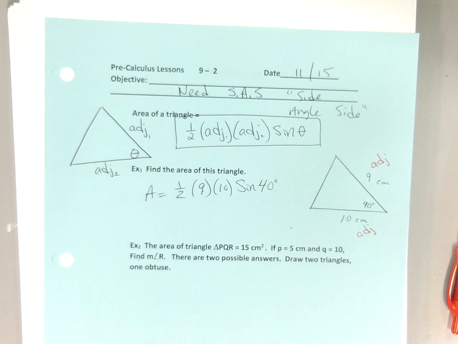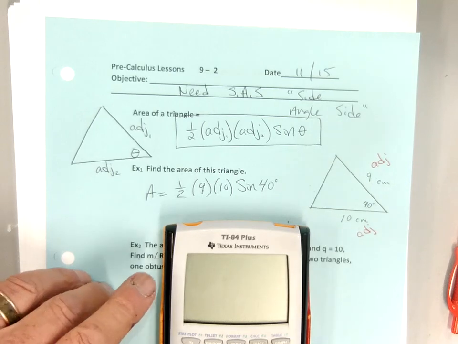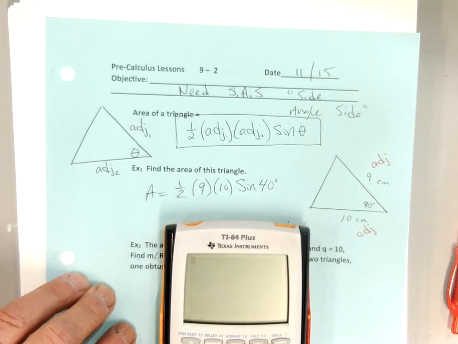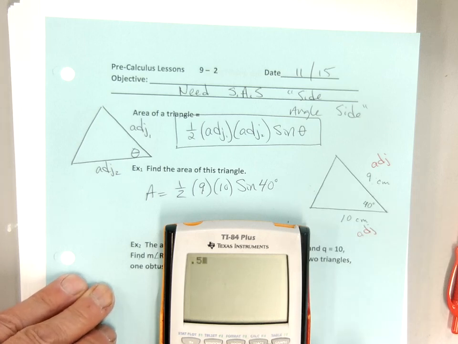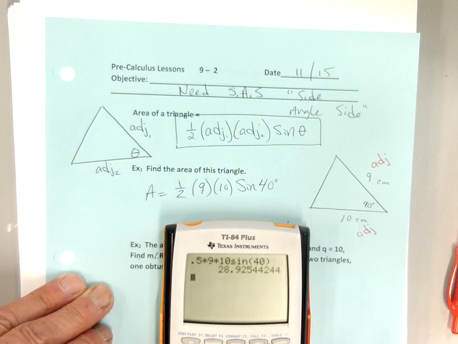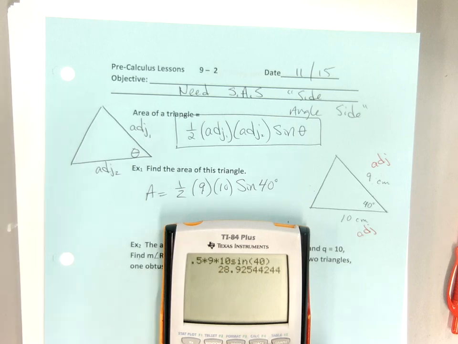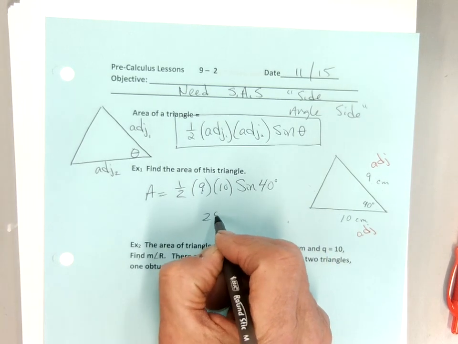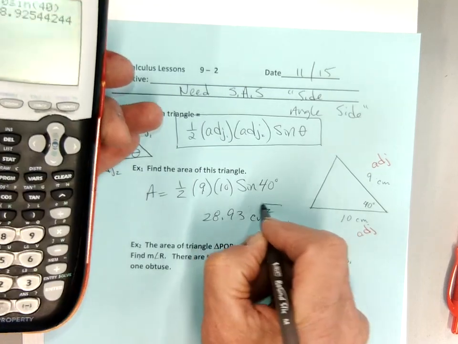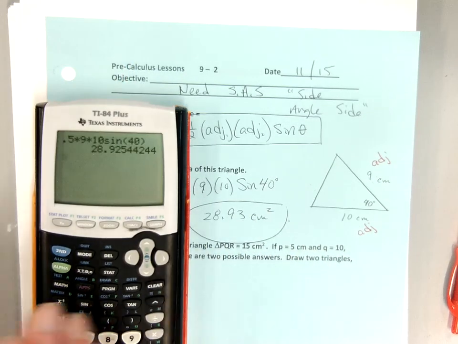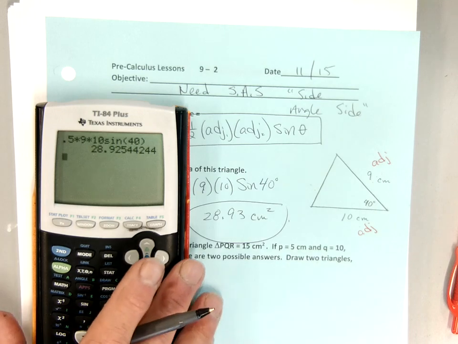Okay. So we just use our calculator. Make sure you're in degree mode, right? You have to be in degree mode. Remember your mode. If you're in radian mode, you're going to do everything wrong. So I'm going to go 1/2 times 9 times 10 times the sine of 40. And the area of this triangle is about 28.93, and that's in terms of centimeters squared. Okay? Everybody agree? Pretty easy, isn't it?